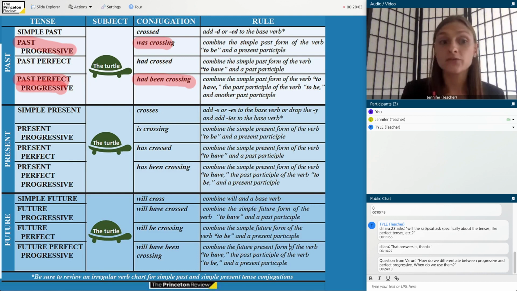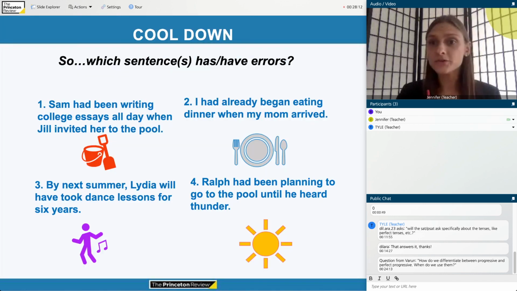Okay, so in the meantime, let's go back to our warm-up, which we'll call a cool down now, because we're going to cool down from all of these tenses. Let's see what you got. Sam had been writing college essays all day when Jill invited her to the pool. Is that correct or incorrect?